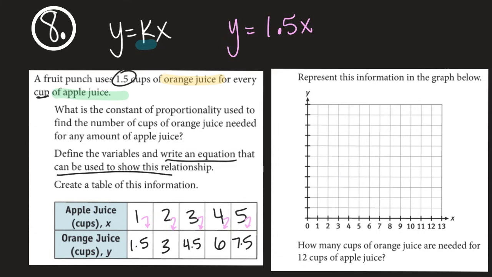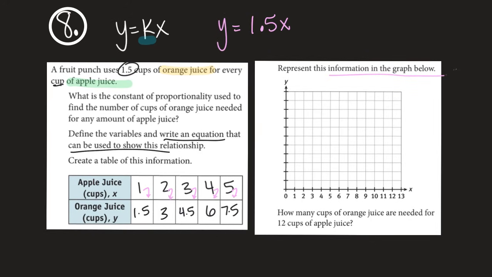The last step is to represent this information in the graph below. So all we will do is take the points from the graph, and x comes first, so 1 comma 1.5, and go over 1 and up 1.5. And then we would just put a point there. Same thing for the next one. We would go 2 over and 3 up. And so that would be there.